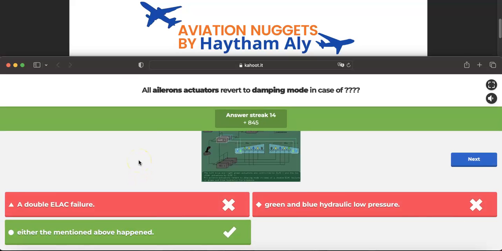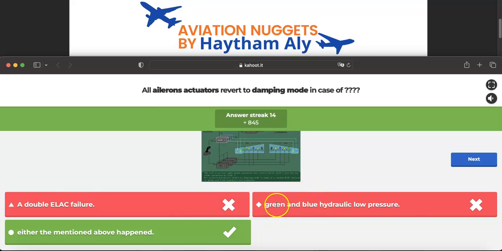Yes. In case of double ELAC failure, the actuators of the aileron revert to damping mode, and the roll function will be provided by the roll spoilers, thanks to the roll spoilers.